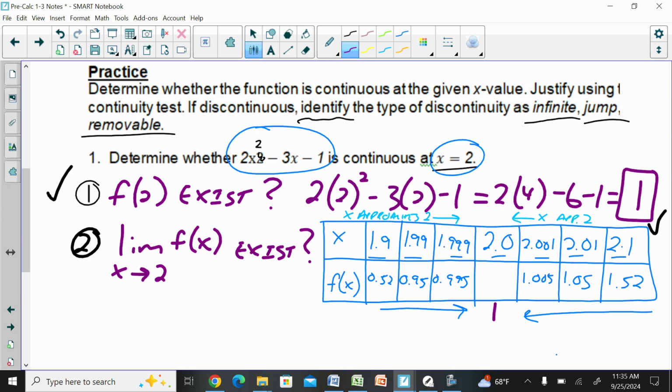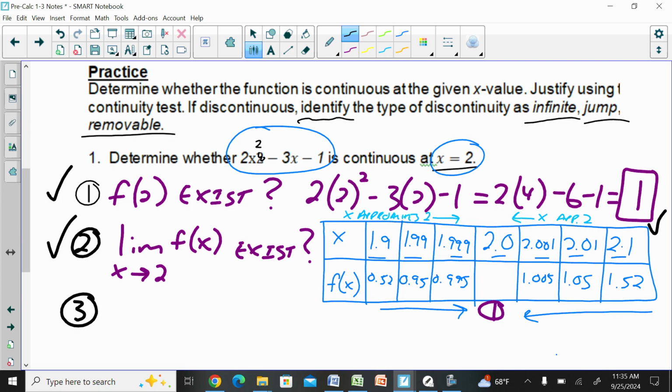Because that is a continuous value, we're getting really close to that value, so that would exist as our limit. Our limit would actually be that 1. So that does exist, and we can check that box as well. Check, that exists. Now for it to be continuous, those two things have to be the same, right?